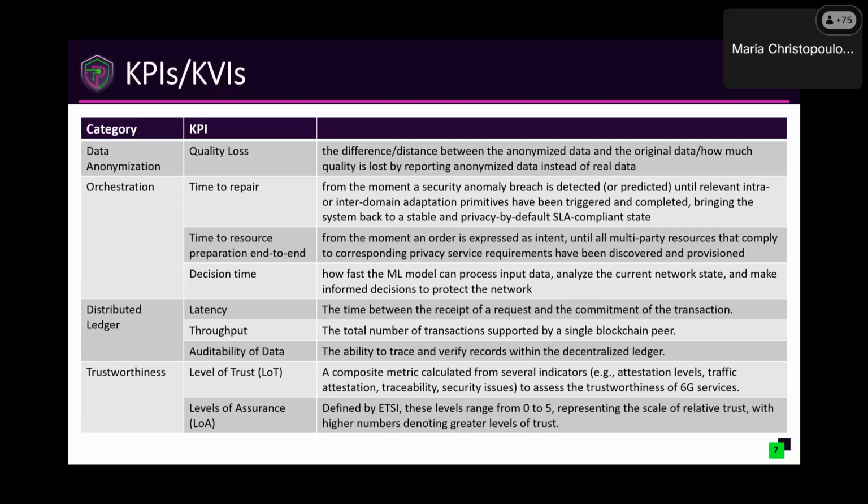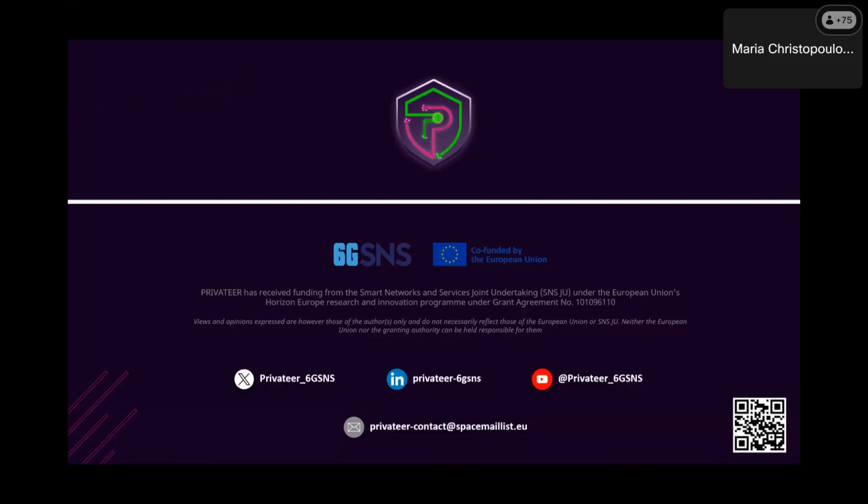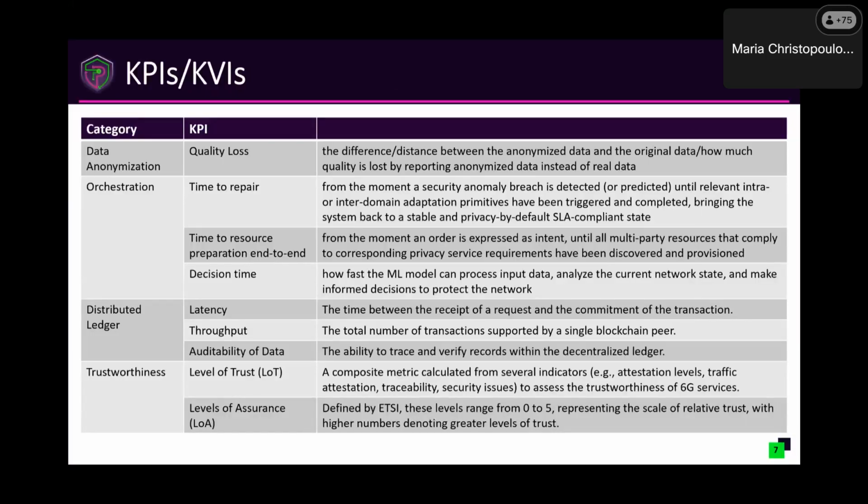Essentially, we are tackling trustworthiness through the level of trust, which is a challenging area, and Privateer is working on the level of trust definition. And also, we are using the levels of assurance from ETSI that has to do with whether you have integrity verification mechanisms in your system or not. And this is up from my side. If you have any questions, please let me know.